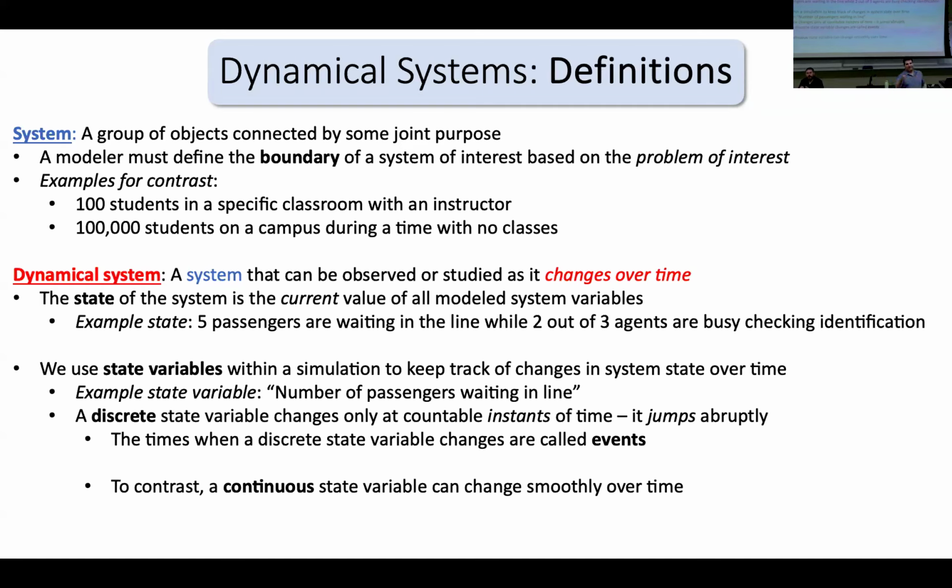So in discrete event system simulations, those discrete events are the things causing the state of the system to change. So that's what we mean by an event. An event is anything that causes some aspect of the system state to change, or to have the opportunity to change.